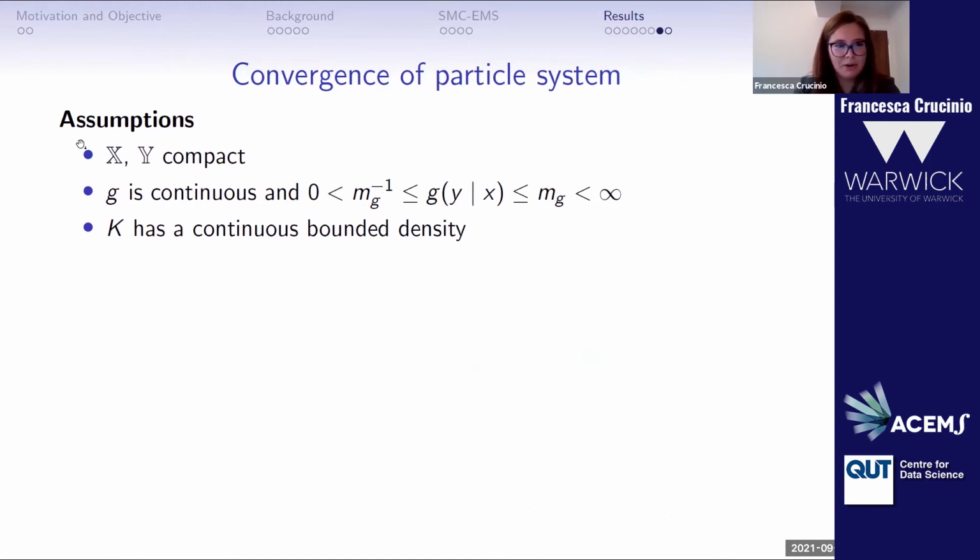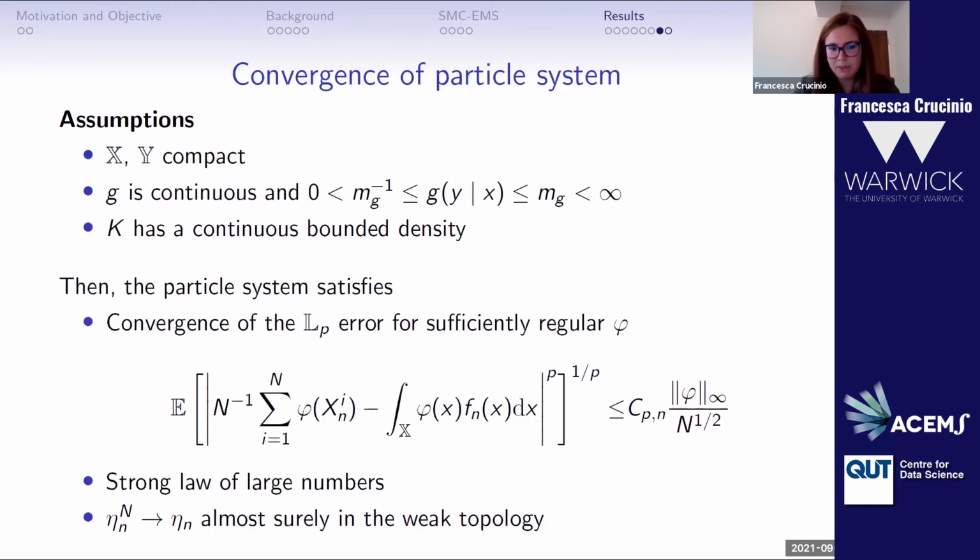The first two might look a bit weird if you are very familiar with the results in SMC, because usually we really don't want X and Y to be compact, but they fit with the integral equation literature. If you think about images, most of the time, I mean all the time, images are defined on squares or rectangles, which are compact domains. And the last one is really that when we choose our smoothing kernel, it should be a nice kernel, so continuous and bounded. If all this is satisfied, the particle system is well behaved.